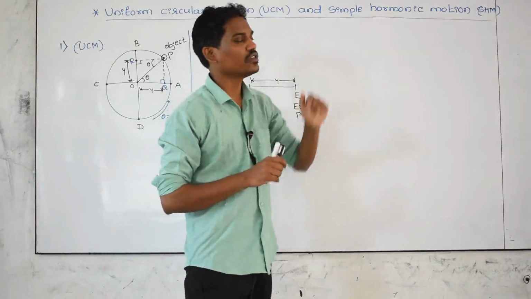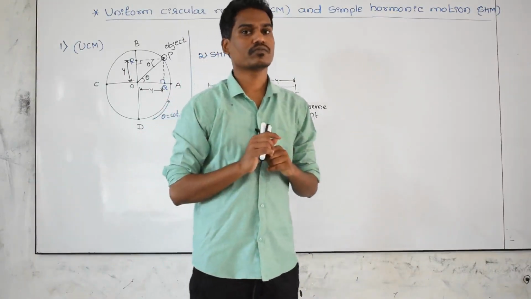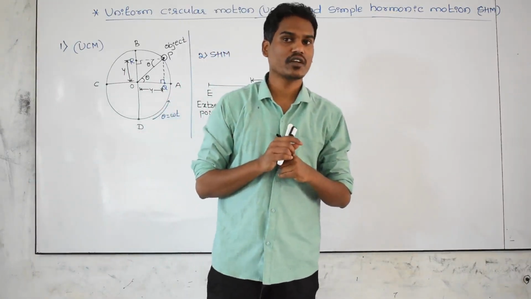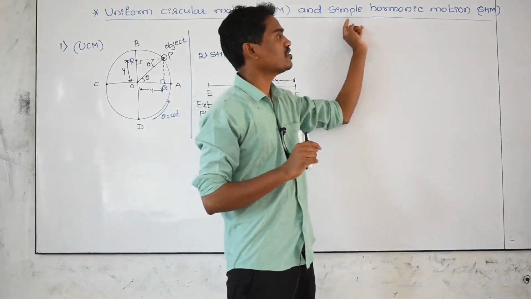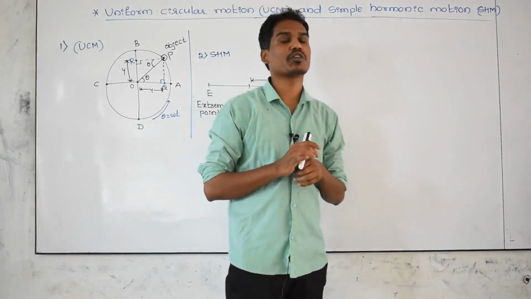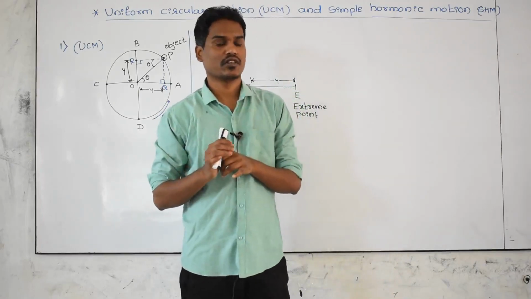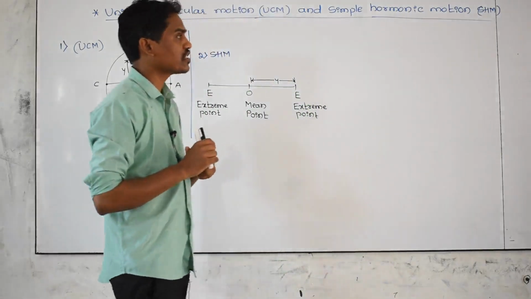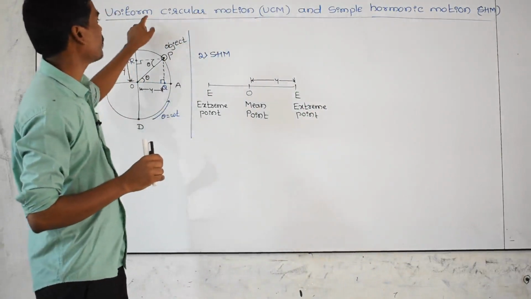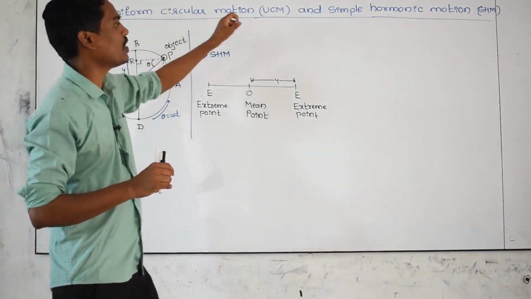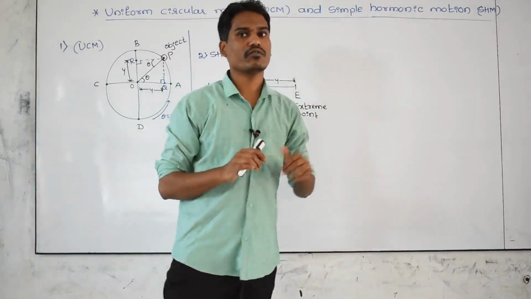In the last class you studied the condition of simple harmonic motion. Simple harmonic motion is a to and fro motion from the mean position, and whenever the body is in simple harmonic motion, it is always moving in a straight line. Today we will study the relation between uniform circular motion and simple harmonic motion.